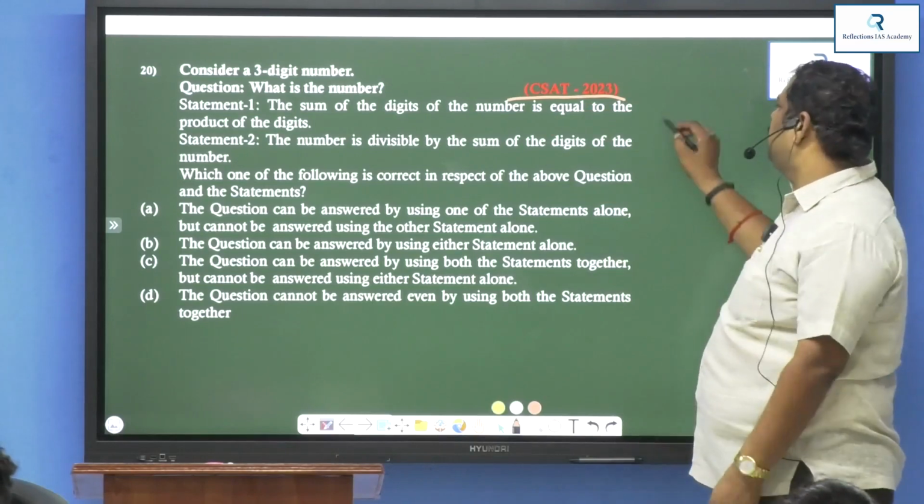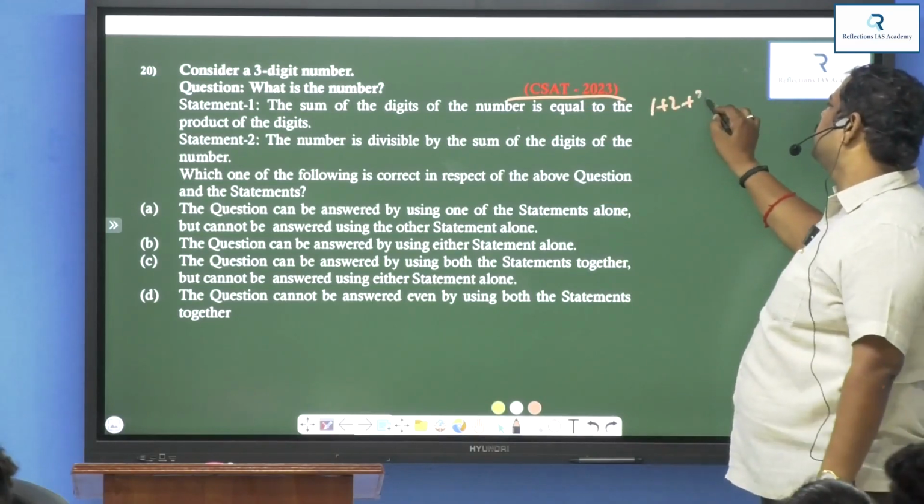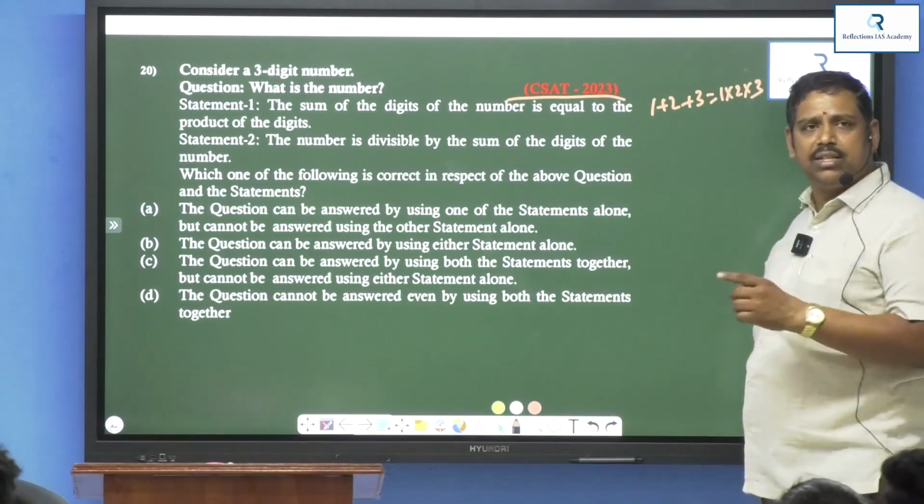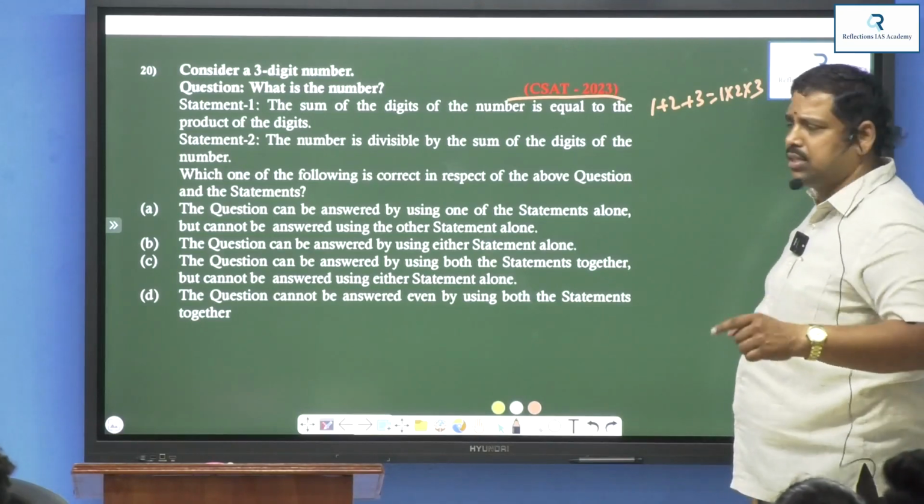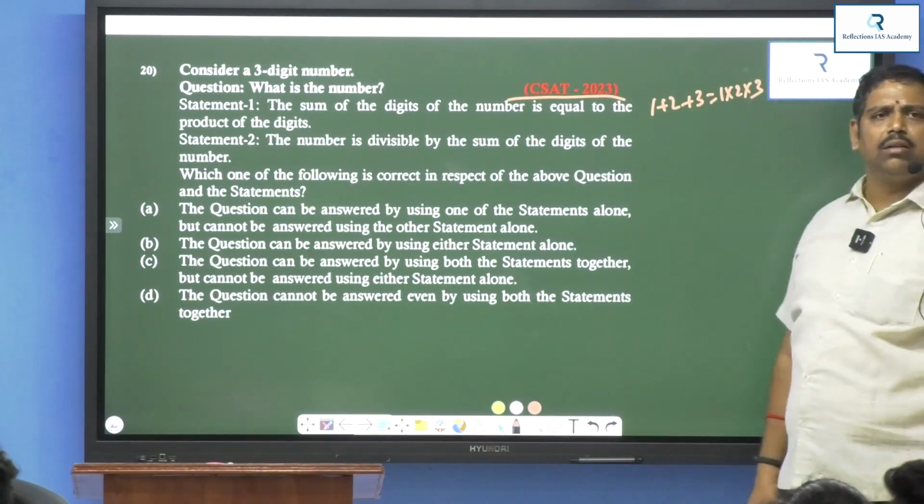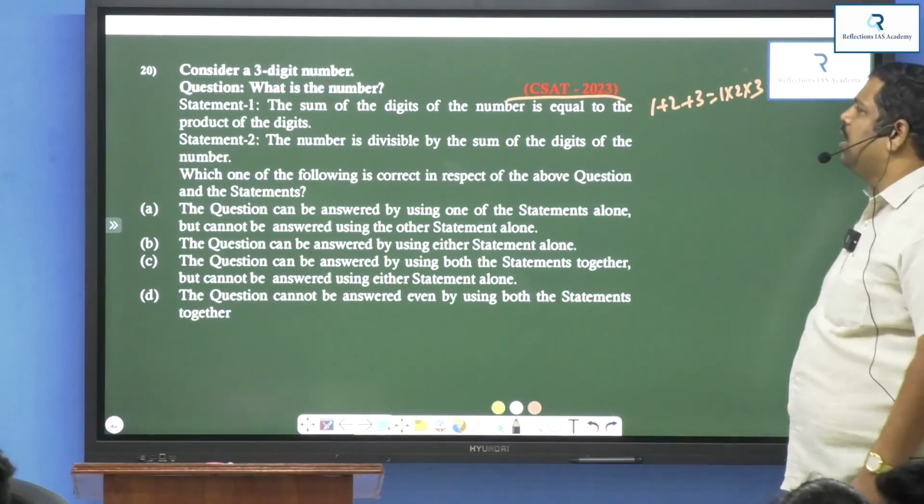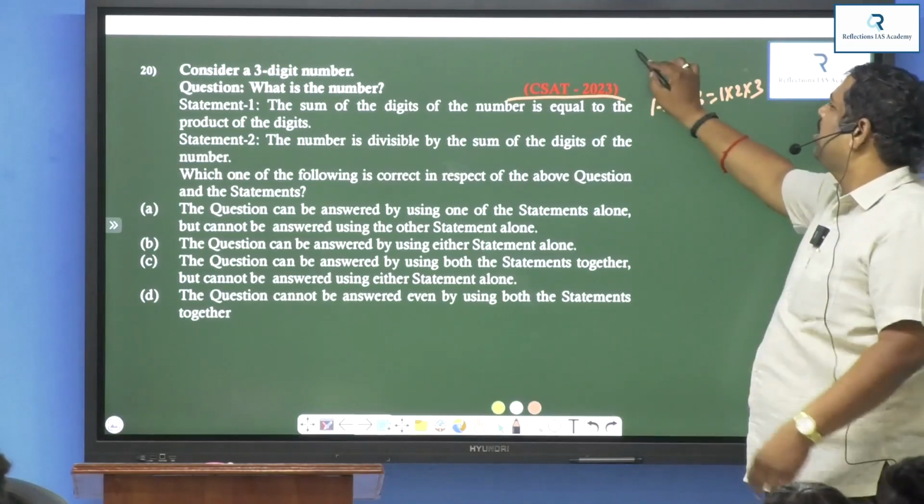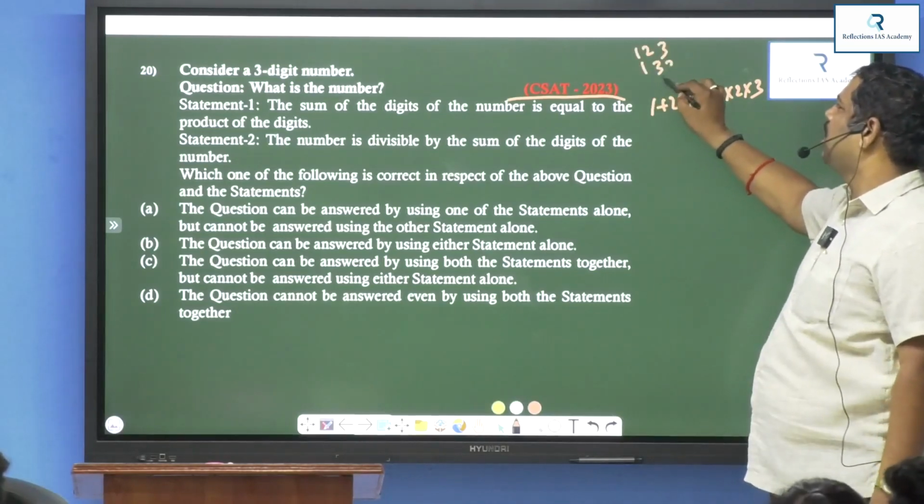Okay. Sum of the digits means 1 plus 2 plus 3 is equal to 1 into 2 into 3. Already I said that 6 is a perfect number. At that time only I said this, right? Already we have seen an equation like this. Okay. Any other? No. Only that. Okay, sir, it will happen. Okay, fine. The number might be 123, the number might be 132, the number might be 231.